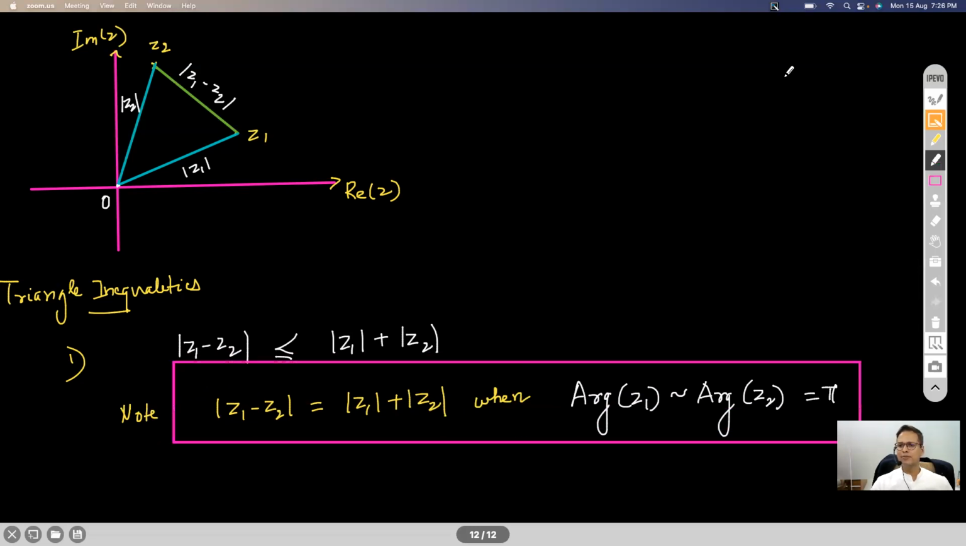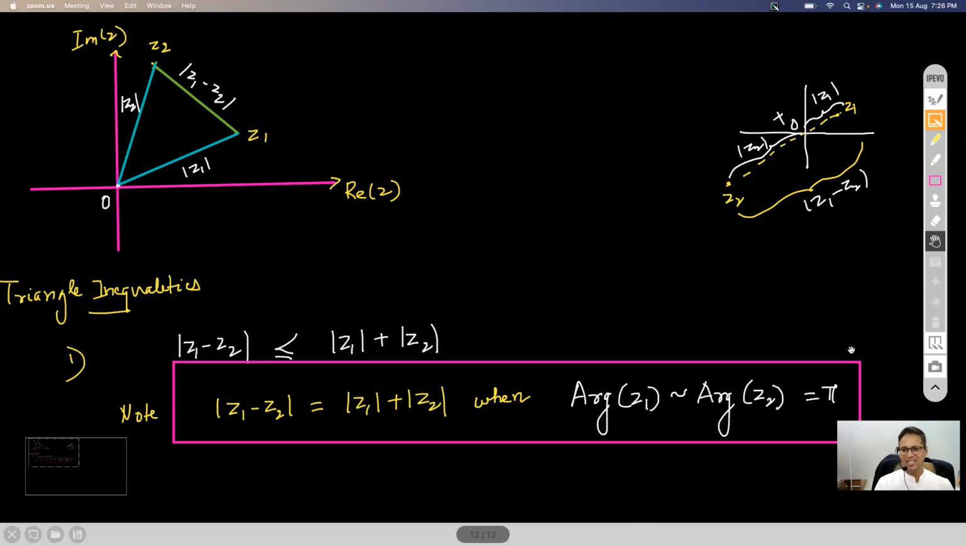Okay. So very simple. See, let's say Z1 is here and Z2 is here somewhere, diagonally opposite. That means lying on the same straight line, right? So in this case, you realize that this distance is the sum of these two distances, from here to origin and from here to here. So you're trying to say mod Z1 minus Z2 is nothing but mod Z2 plus mod Z1. That is what the equality is talking about. Clear? Okay.